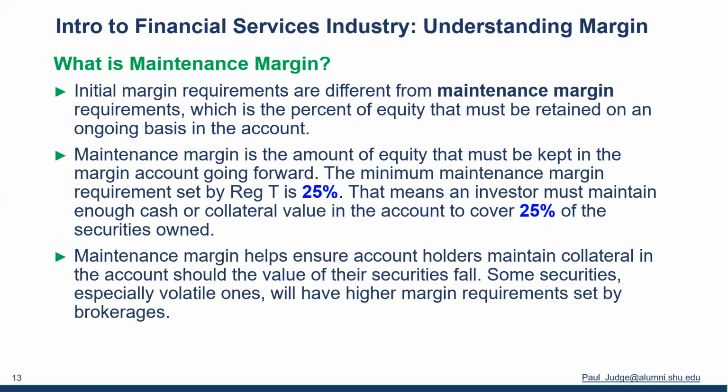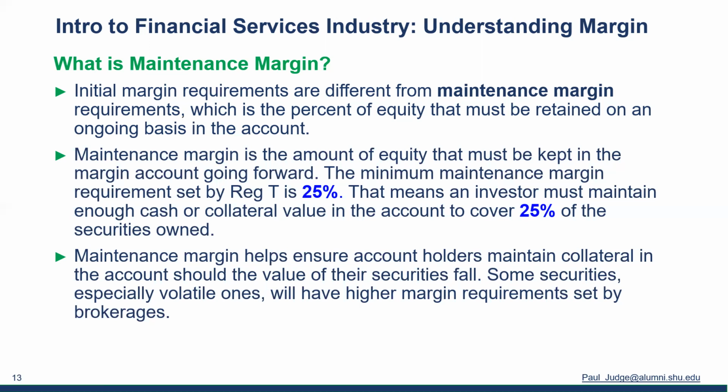Maintenance margin helps keep account holders to maintain collateral in the account should the value of the securities fall. Some securities, especially volatile ones, have higher margin requirements set by the brokerage firm. So again, although the 25% rule is what's in Reg T, an individual brokerage firm could set their own requirement that's higher. The individual brokerage firm could say, hey, we're going to require 30% or 40%. But the minimum requirement by the regulators is 25%, right?